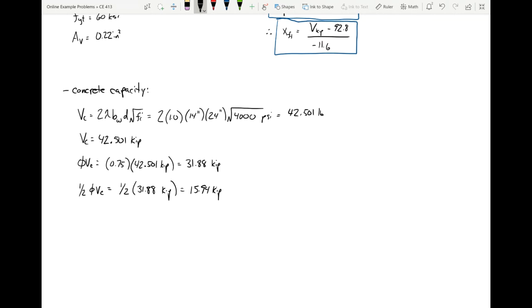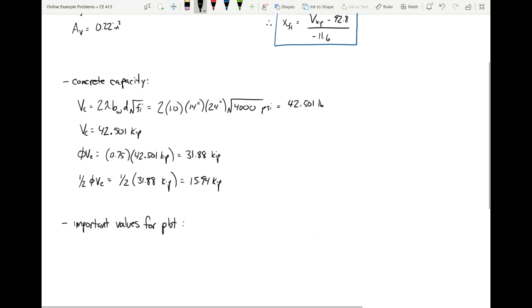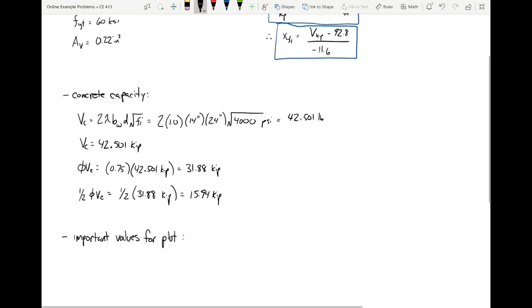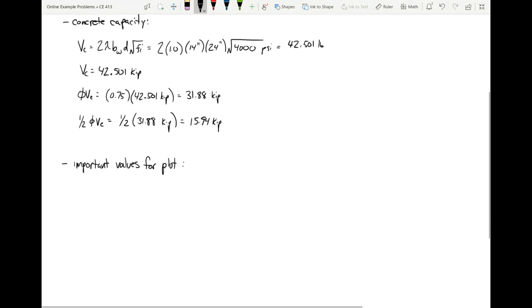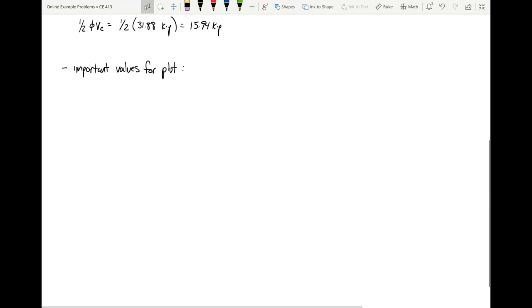And so with that, we can compute our three important values for the plot. So, sorry. Okay. So the first is VU star.